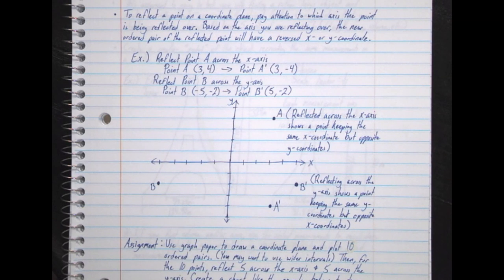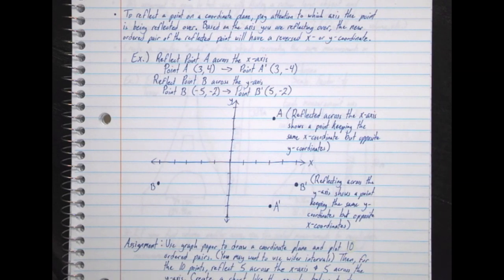So, to reflect a point on a coordinate plane, pay attention to which axis the point is being reflected over. Based on the axis you are reflecting over, the new ordered pair of the reflected point will have a reversed x or y coordinate. This is a fancy way of saying, whenever you look at the axis you're reflecting across, you're going to have the exact same coordinate on one end. You're just flipping the other one. You're going from positive to negative or from negative to positive. That's it. So let's look at the example here.